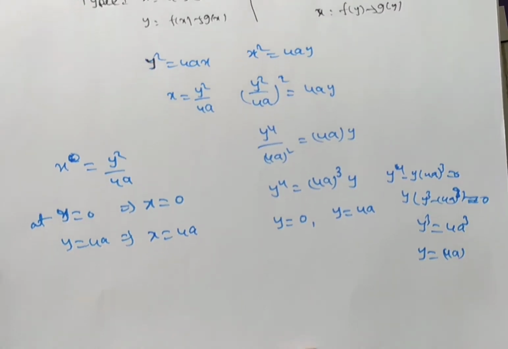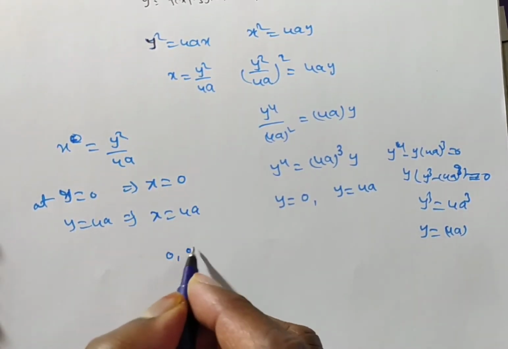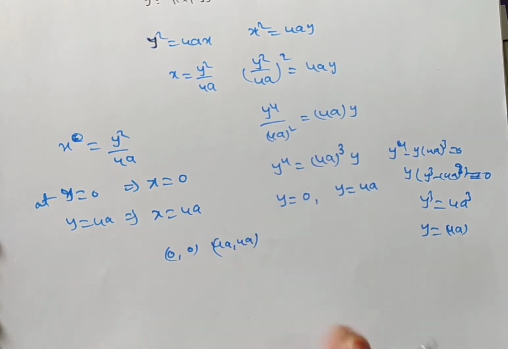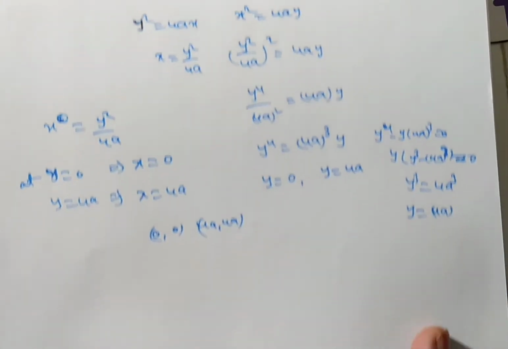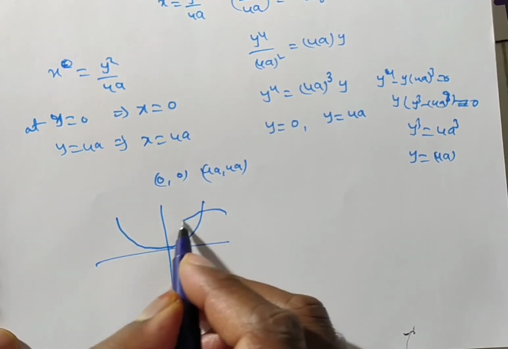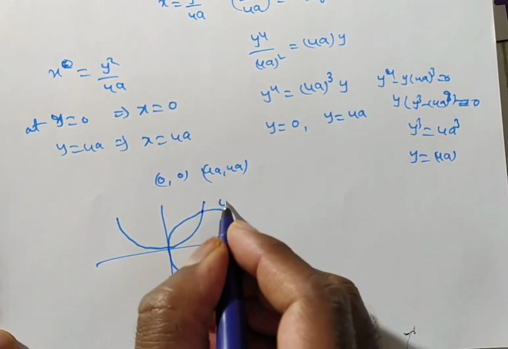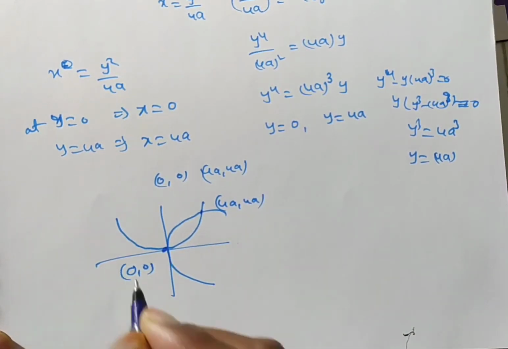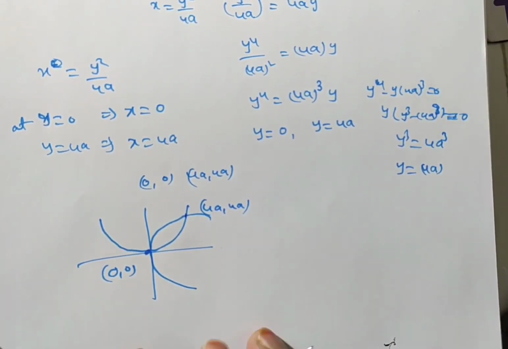So the points of intersection here are 0 comma 0 and 4a comma 4a. That's it. These are the points of intersection for our curves. What is the curve? The curve is this one. So this is 4a comma 4a, and this is 0 comma 0. Right, we have now got the intersecting points.